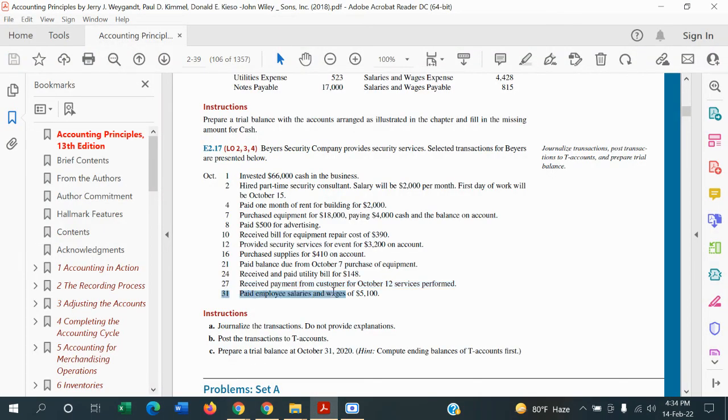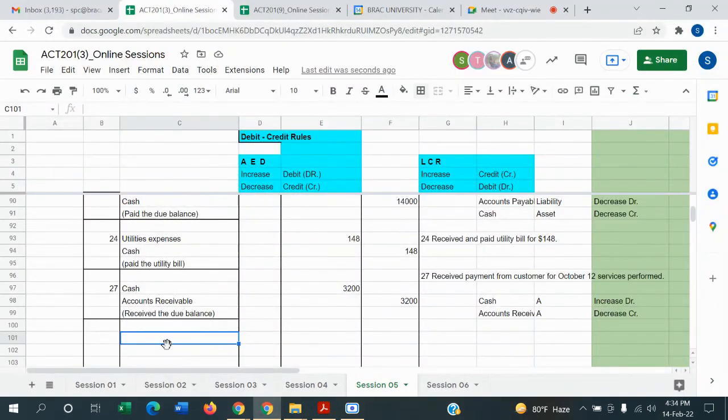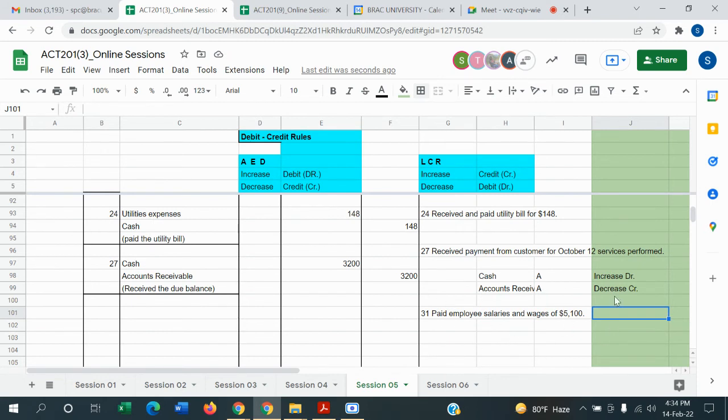And the last one, paid employees salaries and wages 5100. Now we are paying whoever provided services for us, maybe that consultant that we have hired along with some other employees. So what accounts will be affected here? Salaries and wages, and cash. This will be part of cash flow. Salaries expense increase should be debit. Cash is an asset. Decrease should be credit.